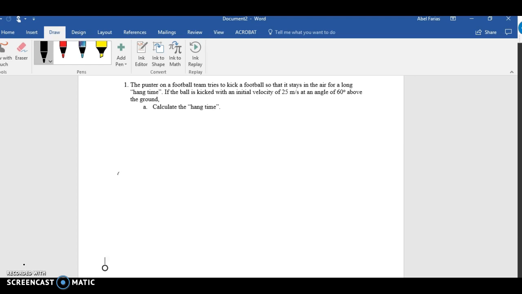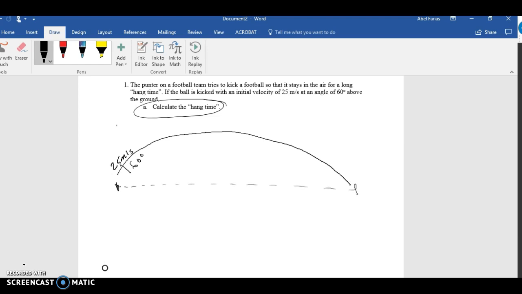So essentially this is what we have. We have this projectile path that is launched at a 60-degree angle, with a velocity of 25 meters per second. In order to calculate hang time, we have to determine the time it takes for this projectile to go from the start, which we'll call part A, through B in the middle, to C at the very end. A will be our initial, C will be our final.